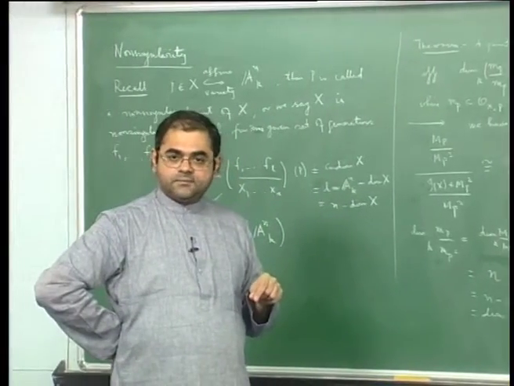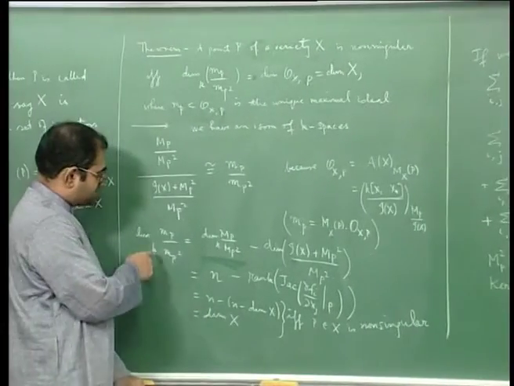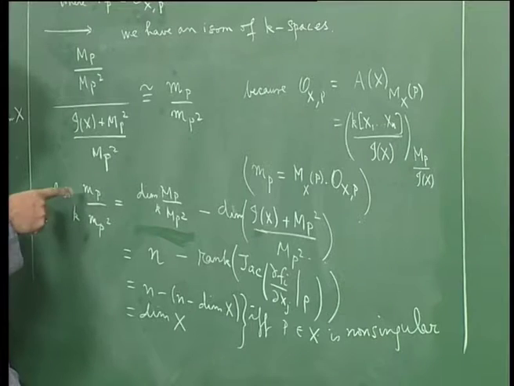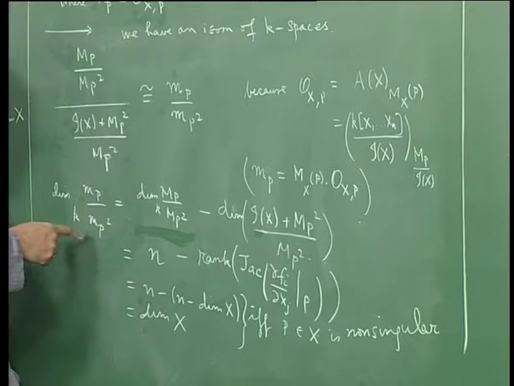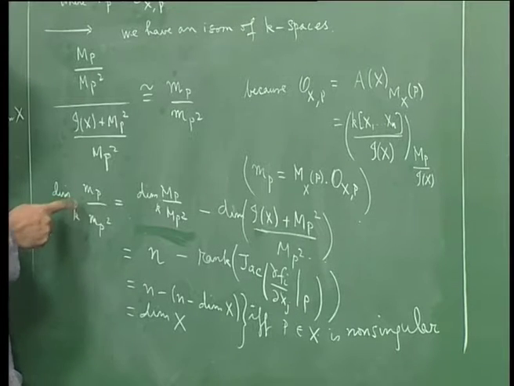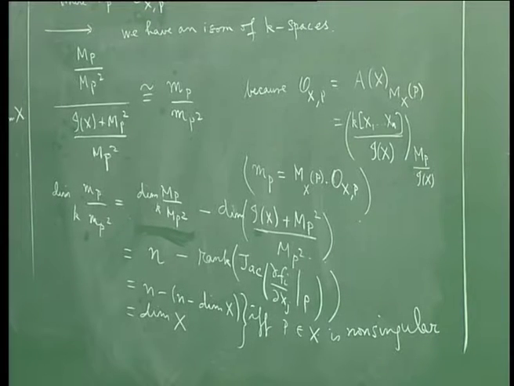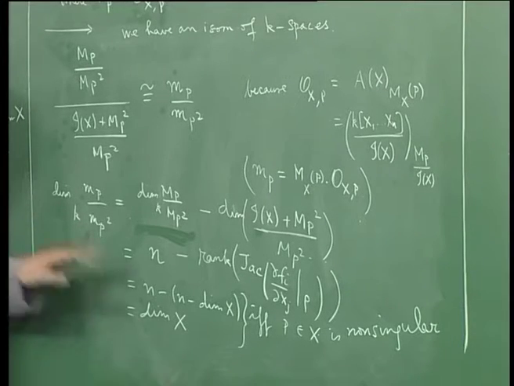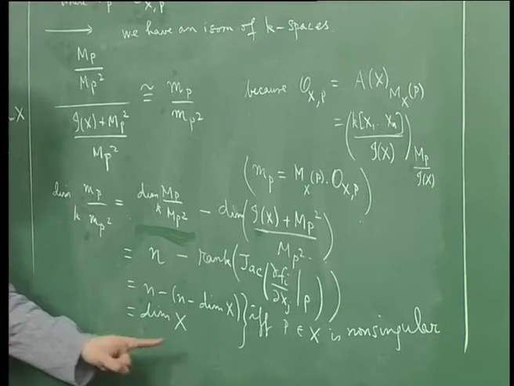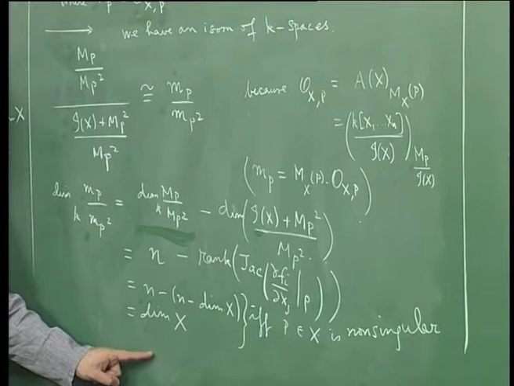And the importance of that is that this gives the tangent space at the point. This gives you the dimension of the tangent space at that point: the dimension of m mod m squared actually gives you the tangent space at the point, okay. And therefore you are saying a point is a smooth point if and only if the dimension of the tangent space is equal to the dimension of the variety on which it lies, okay.